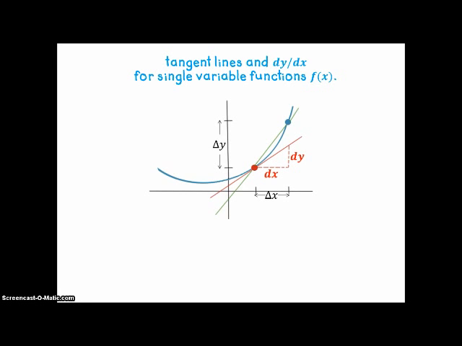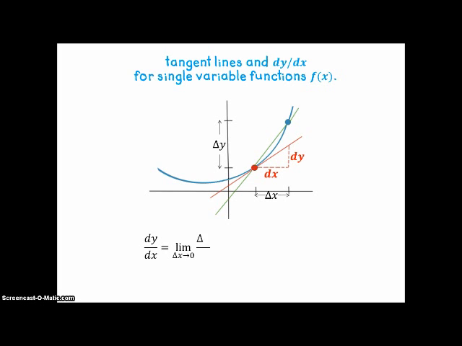Tangent lines and dy dx for single variable functions f of x. Let's review this. Here's a picture of a blue function. And if we use the blue dot and the red dot to form a line, that's a secant line, and its slope is delta y divided by delta x. If we let the blue dot slide down on top of the red dot, then we have a single point and a tangent line shown in red, and its slope is dy dx, the instantaneous change along the function.